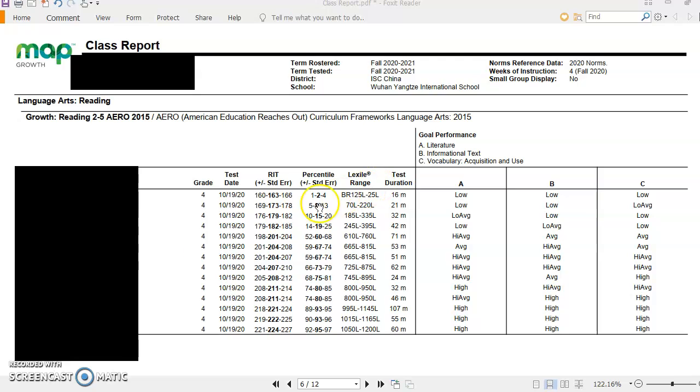But yes, so this is how you could read a class MAP report.